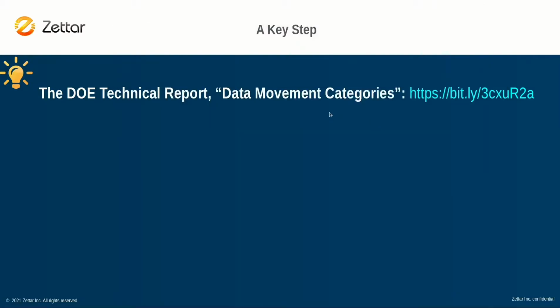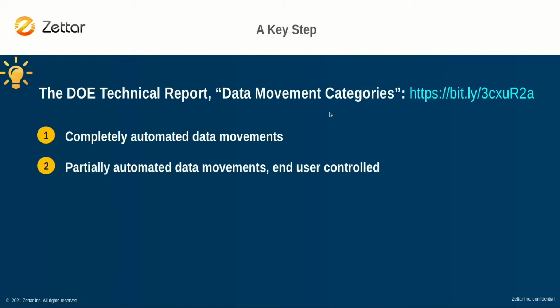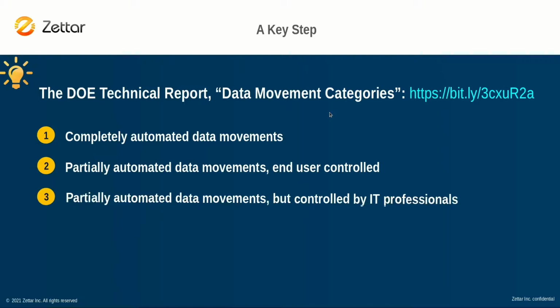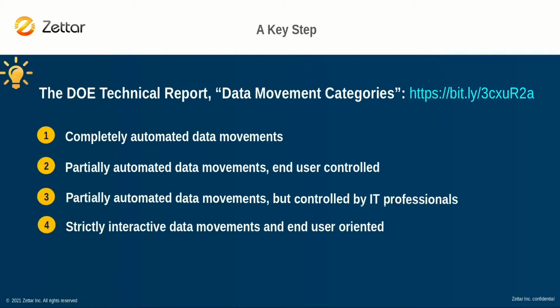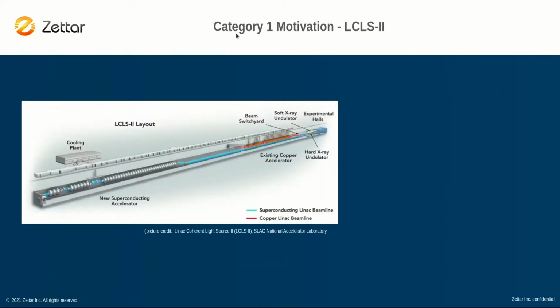They are completely automated data movements, partially automated data movements but controlled by IT professionals, partially automated data movements and user-controlled, and strictly interactive data movements and user-oriented. Now, let's see how we can tackle the first 3 categories, the far more demanding ones than 4. Let's start from category 1.